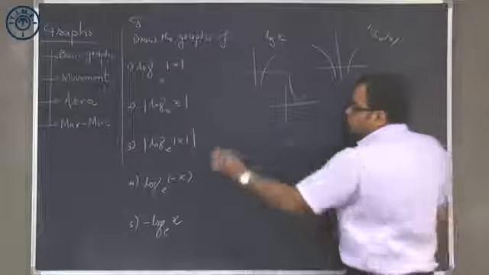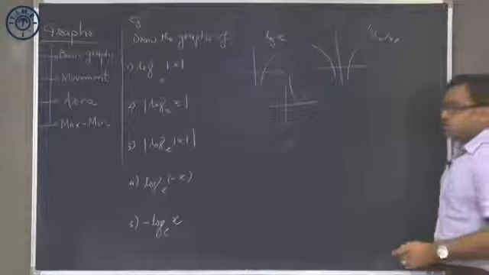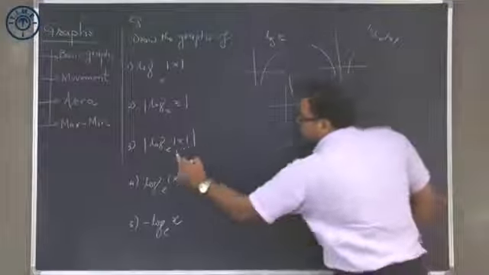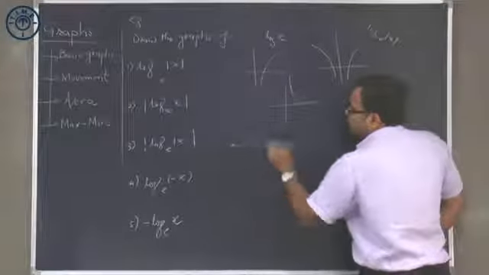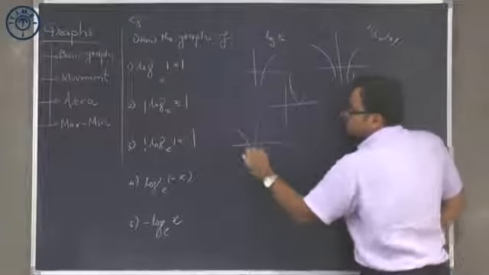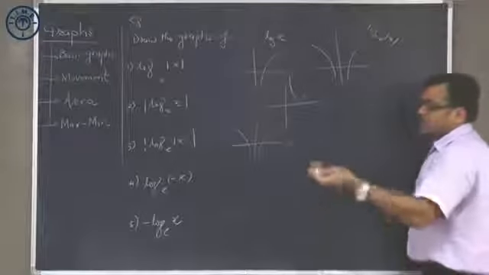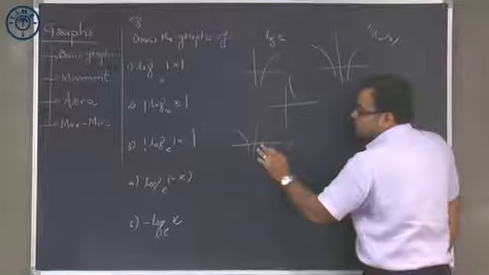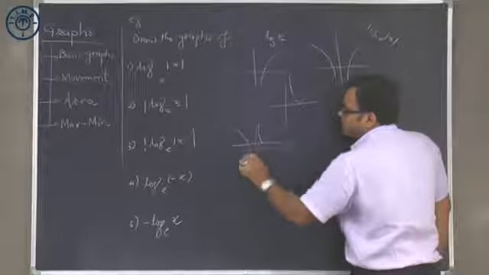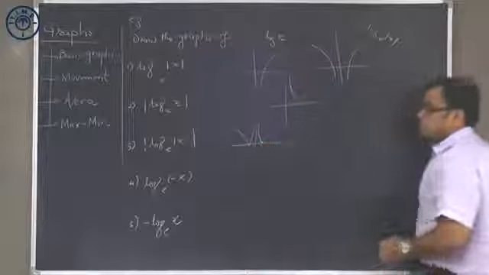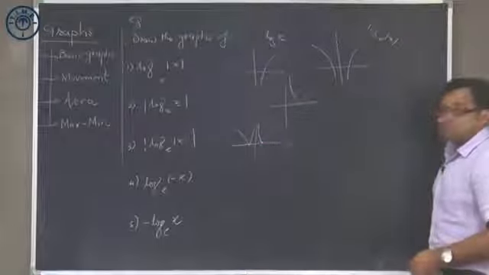Third one, log to the base e of mod of x, whole mod. If I take the mod of log to the base e of mod of x, let us first focus on this part. As we just saw in the first part, the graph of this function is like this. Once we have the graph of log to the base e of mod of x, next we take the mod of this. If we take the mod of this, the negative portion will become positive, so this goes up. Similarly here also this becomes positive, this also goes up. So this is the graph of log to the base e of mod of x whole mod.